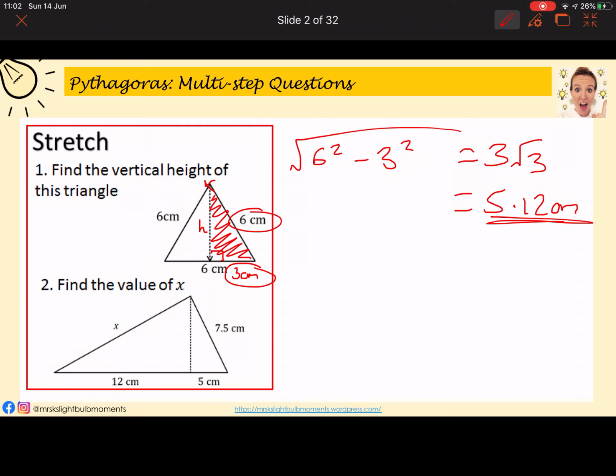centimetres. Now always just check whether that makes sense. Look back at your diagram. The hypotenuse of that one was the 6. We're expecting the 6 to be the longest side because it's the hypotenuse. So double check, 5.12, it makes sense. We wouldn't expect 7.12, for example. Okay, brilliant. The next one is similar.